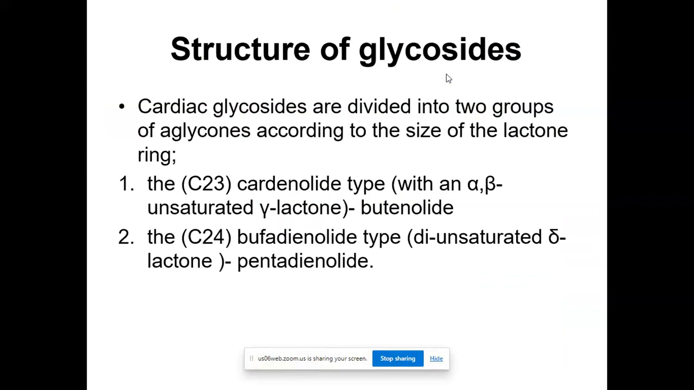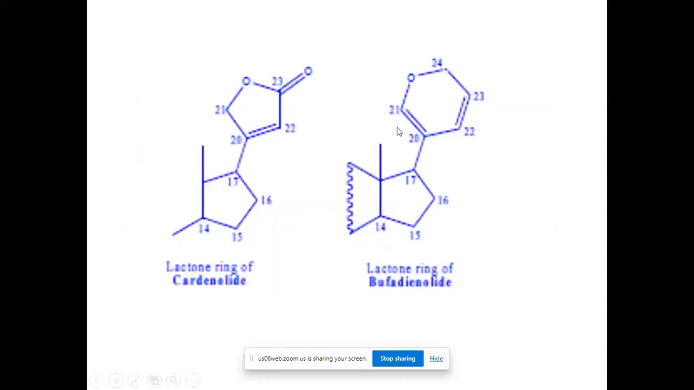So this is now what I was talking about, the two groups of the glycosides. The structure is the same, the only different part is where the lactone is. Now we have the cardenolide, which is the 5-membered ring, and the bufadienolide, which is the 6-membered ring. So here is an example. The only difference is the lactone, which binds to the beta, to the 17th carbon. Hope you've seen the difference.